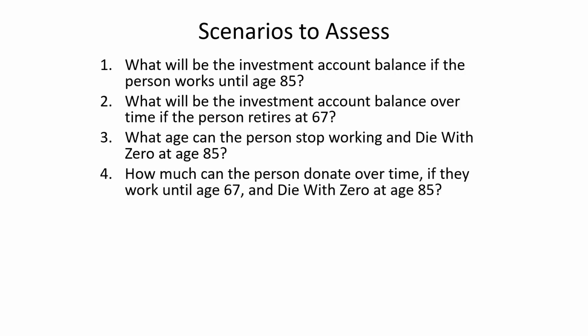The fourth scenario is how much the person could donate to charity each year if they work till age 67 and then die with zero at age 85.